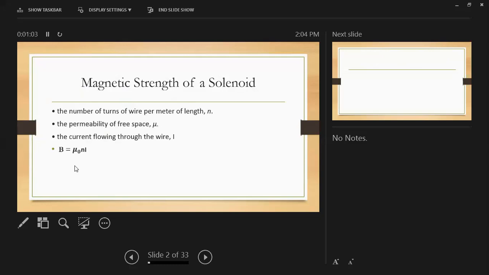So this is the formula that you are going to need to use. The formula is B equals the free space permeability times the number of turns times the current of the wire. So let's continue to the magnetic force part.